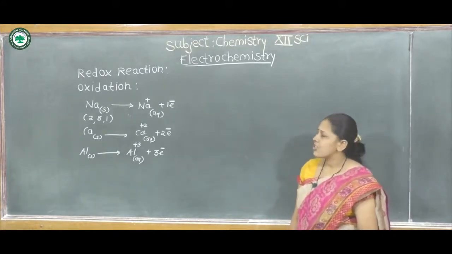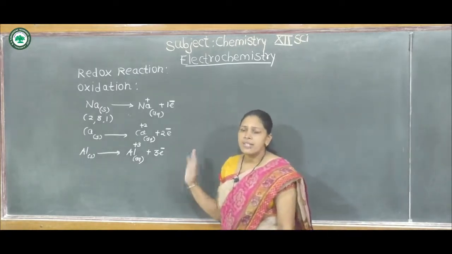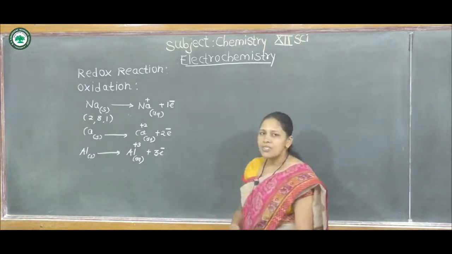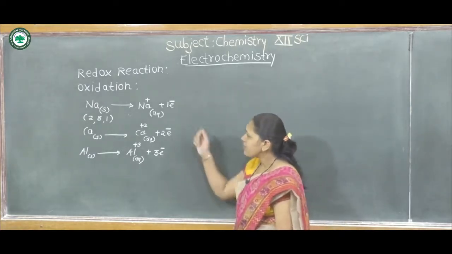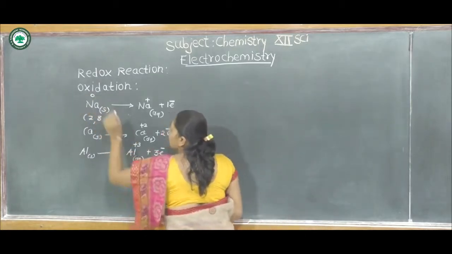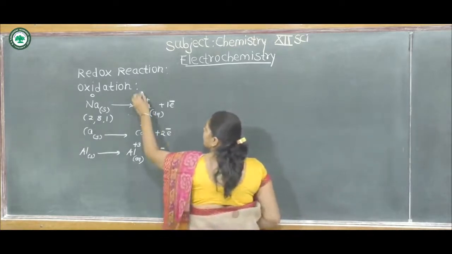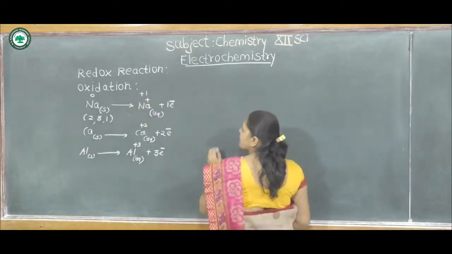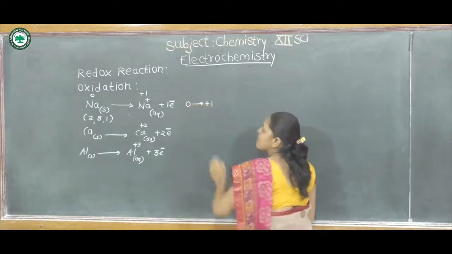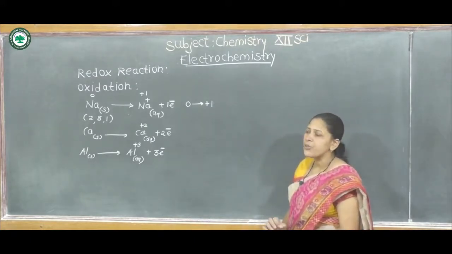Then another definition is also there. We already studied what is meant by oxidation number in 11th standard. What is meant by oxidation state? In the first example, sodium has 0 oxidation state. By loss of 1 electron, it has +1 oxidation state. That means the oxidation state of sodium changes from 0 to +1, that means it increases by 1 unit.